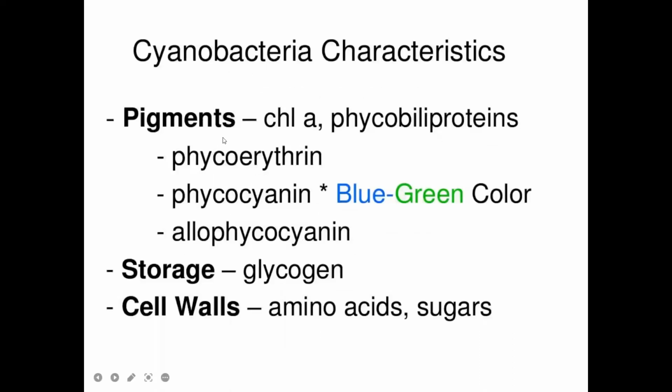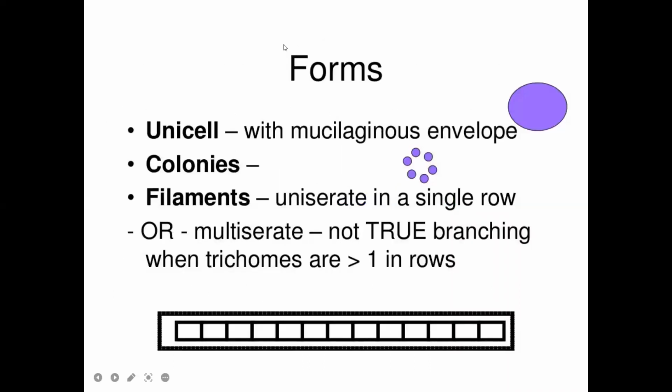And these cyanobacteria have pigments. Just now we have discussed chlorophyll a, phycobiliproteins, phycoerythrin, phycocyanin, and allophycocyanin. So the term blue-green is due to the presence of these pigments, and they look in that color due to the presence of these pigments. And for storage, they store glycogen, and cell walls will have amino acids and sugars.